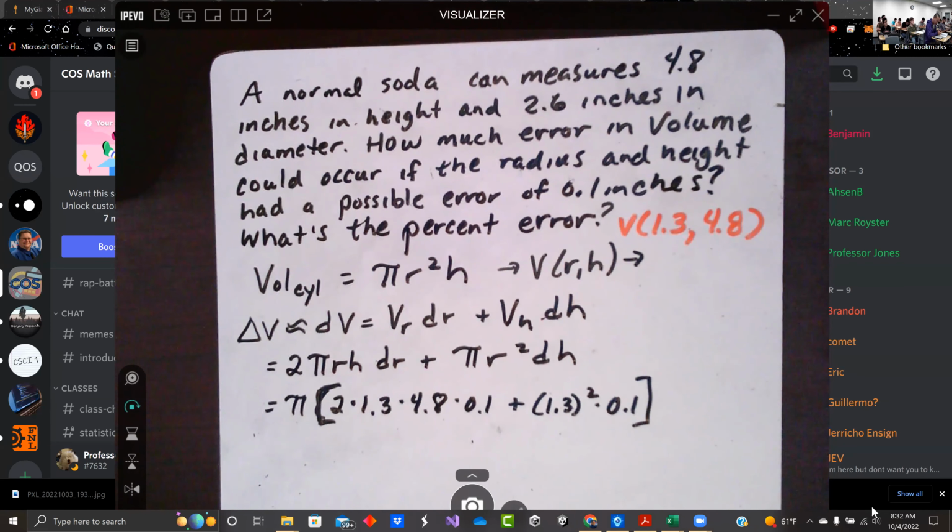Now, this is how I like to start my mornings. So I factored out the pi. What do we get when we factor out the pi? So 2 times 1.3 times 4.8 times 0.1 plus 1.3 squared.